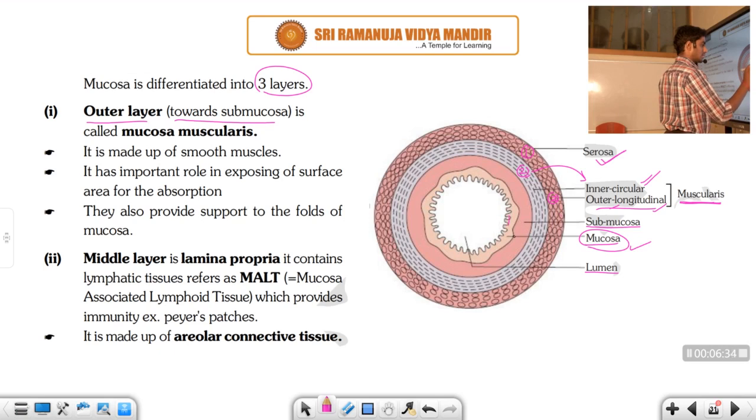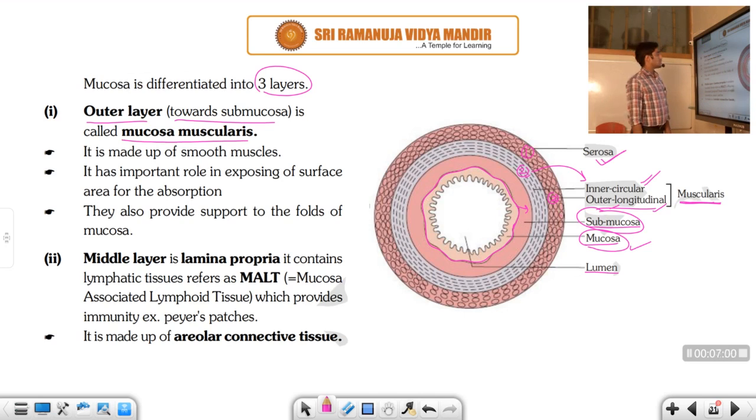We are talking about this layer. This is the outer layer of the mucosa. Right, student? It is present towards the submucosa, so this outer layer is towards the submucosa. That is why it is called the muscularis mucosae, the outer layer.